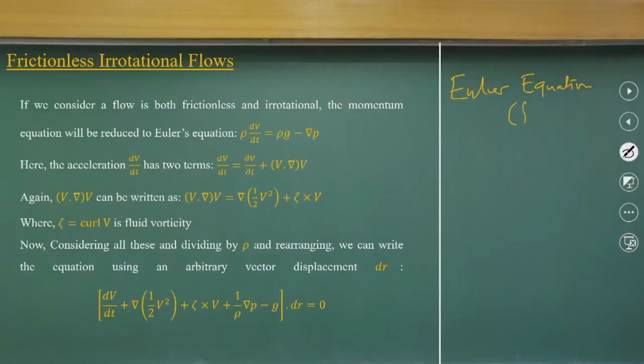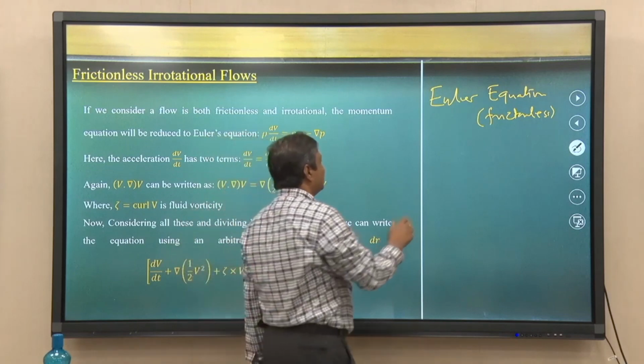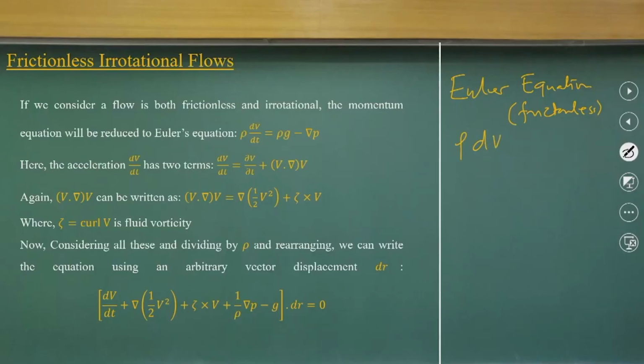Which is for less friction, less viscosity. That is, the viscosity does not dominate much. Those are the conditions where the viscosity does not dominate, the regions where you have less friction. If you have that, the equations are the Euler equations: mass into acceleration per unit volume is equal to rho g minus grad p. That's the equation.